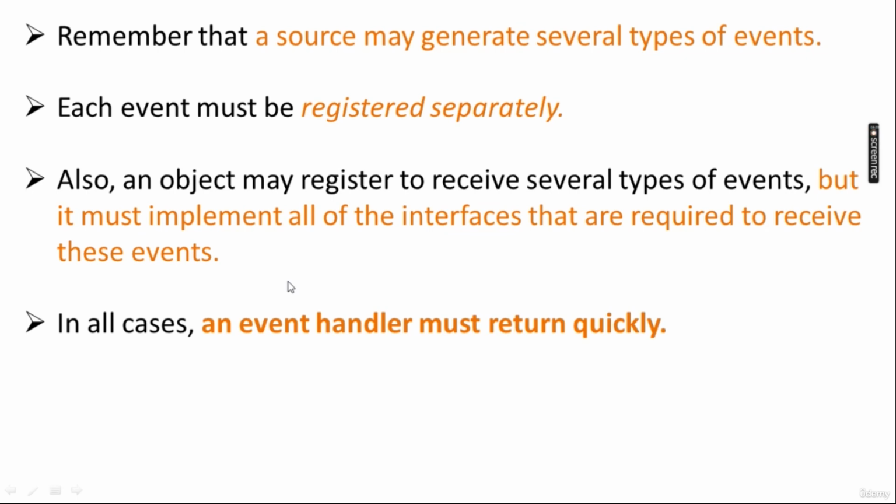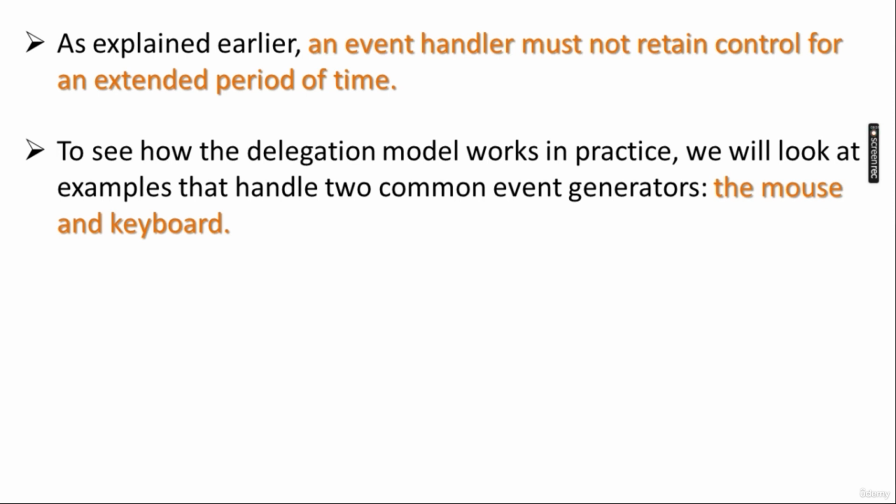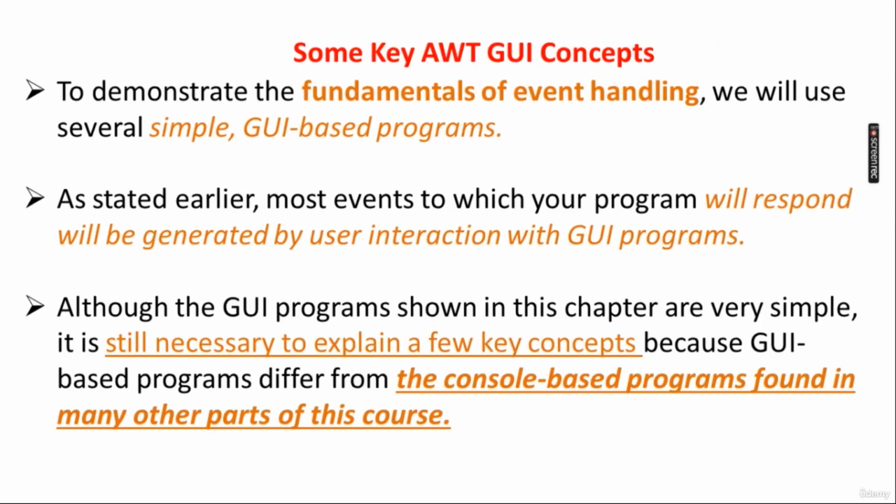In all cases, the event handler must return quickly. An event handler must not retain control for an extended period of time because the user will not wait. So it should be as small as possible. It should take seconds. It should handle the event and return quickly. To see how the delegation model works, we will now see two common event generators, mouse and keyboard.